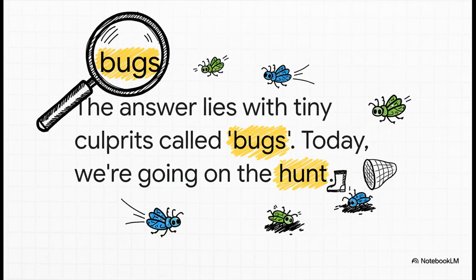And the answer? It comes down to these tiny, often invisible culprits we call bugs. They're basically just errors in the code that cause all this unexpected weird behavior. So for this explainer, our mission is to dive into the toolkit that the real software detectives, you might know them as QA engineers, use to find and squash these things.